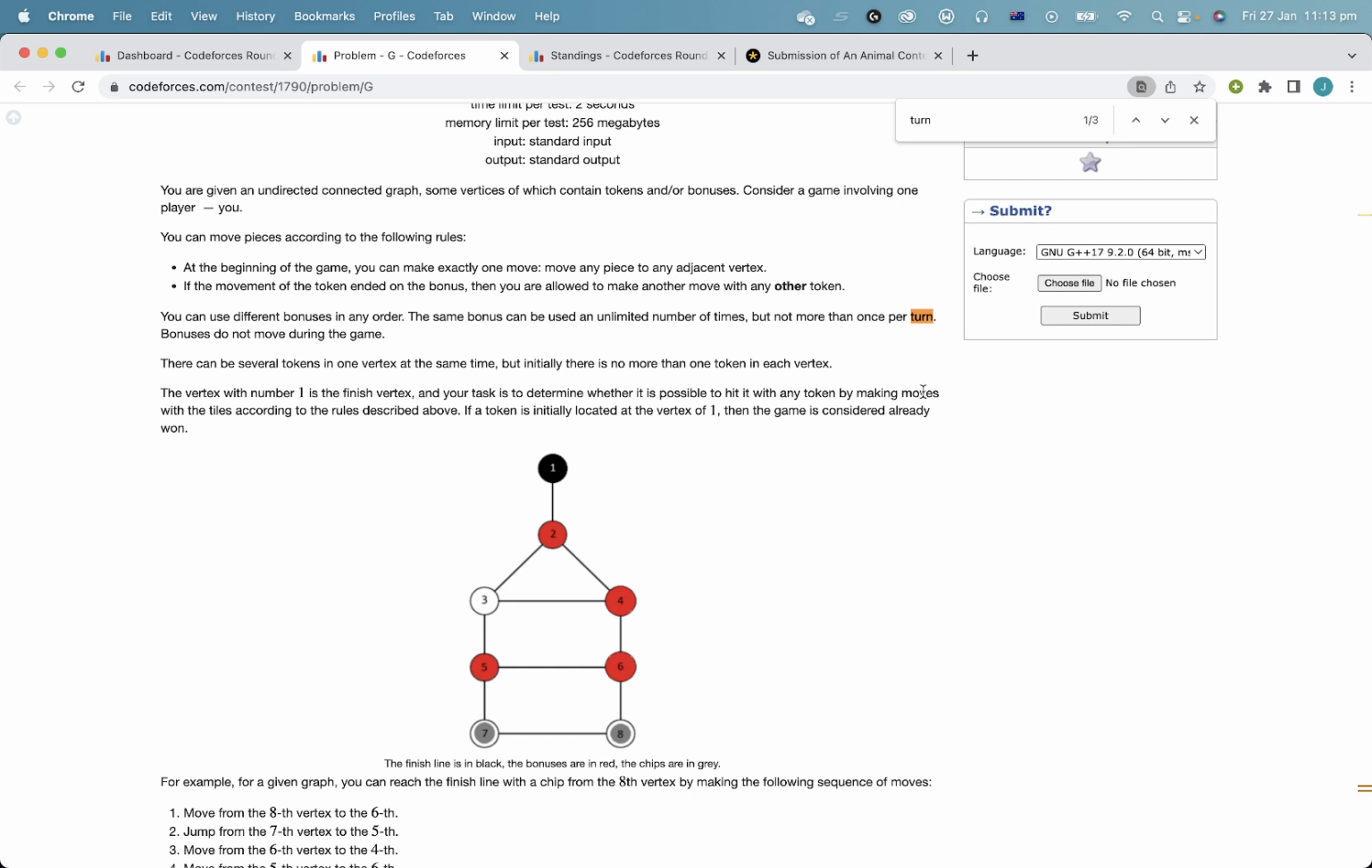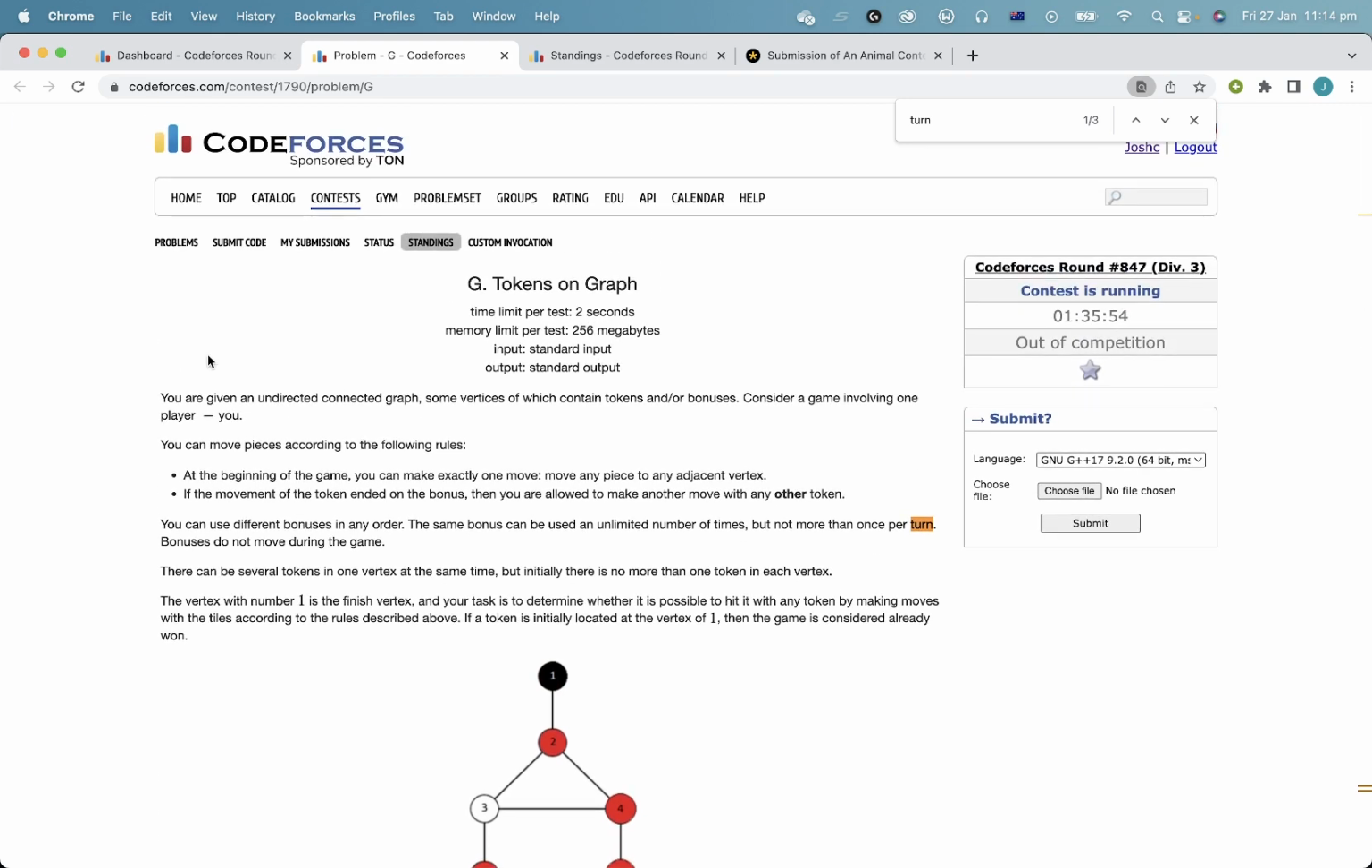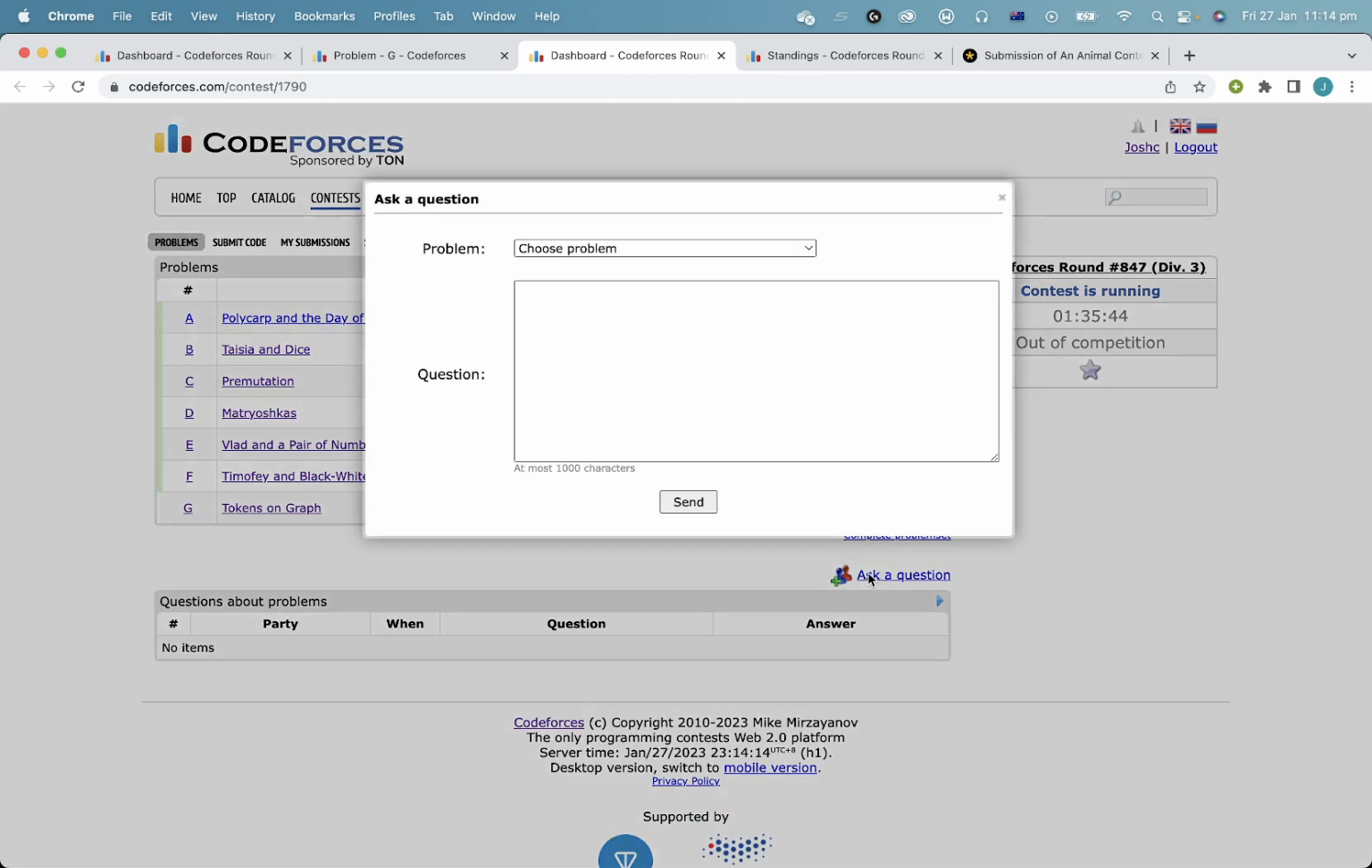Oh, you can make multiple moves. I don't understand this. Possible to hit it with any token. I feel like they interchange the words move and turn so much that I don't understand. Okay, I'm going to try to ask a question about G.